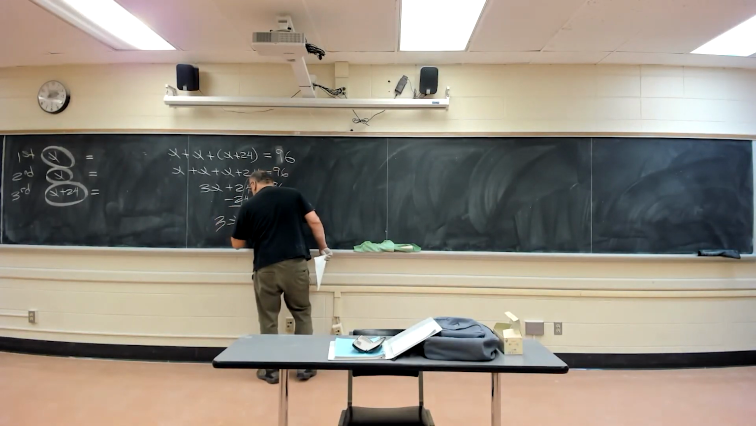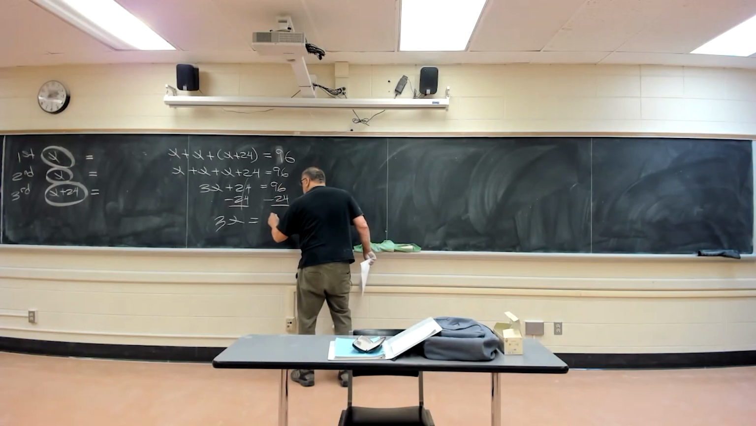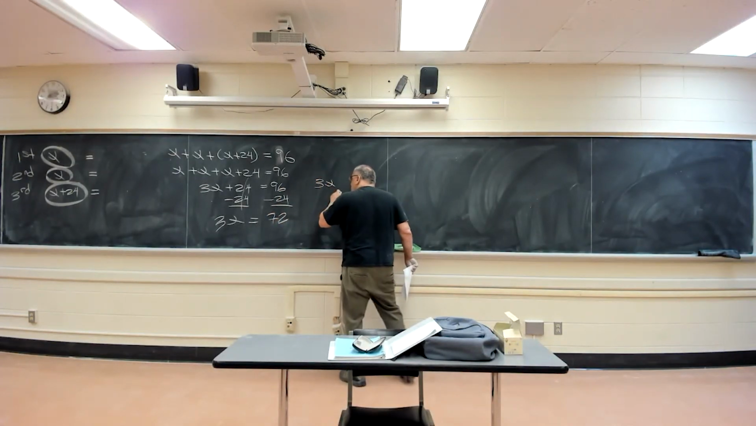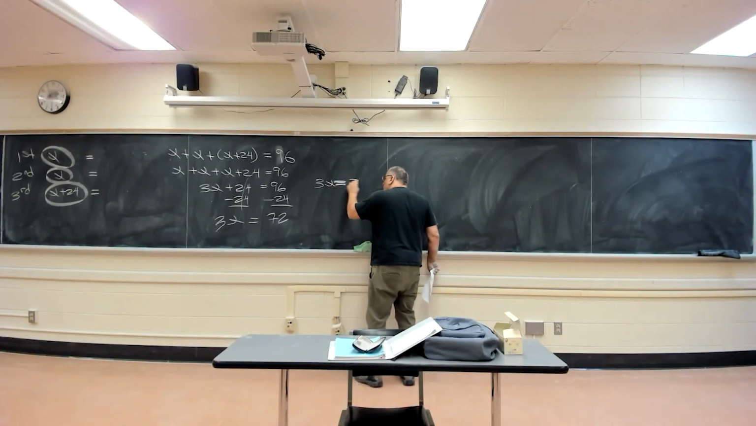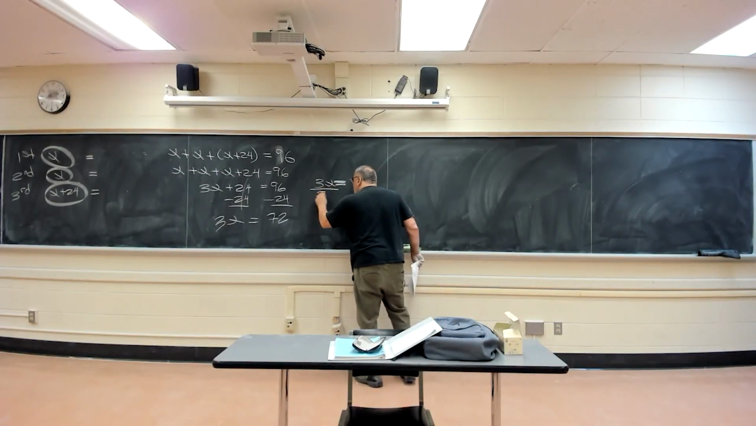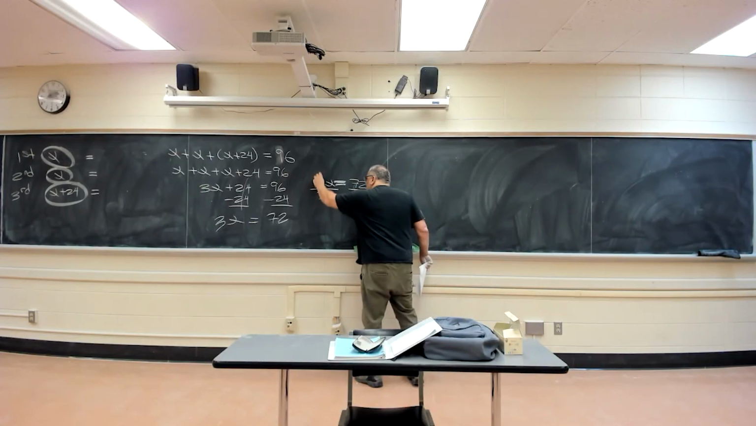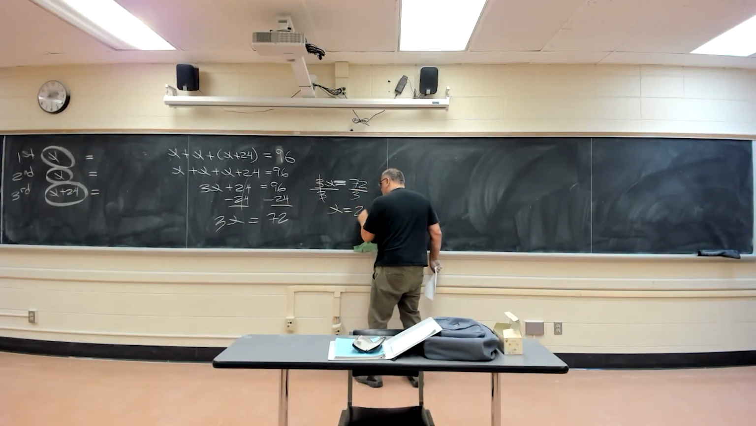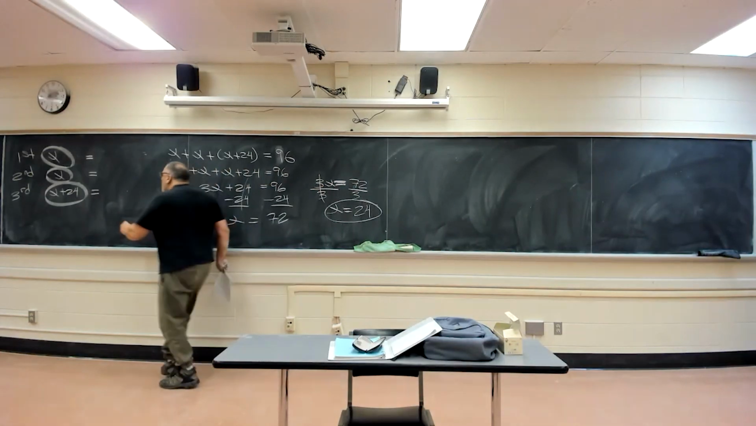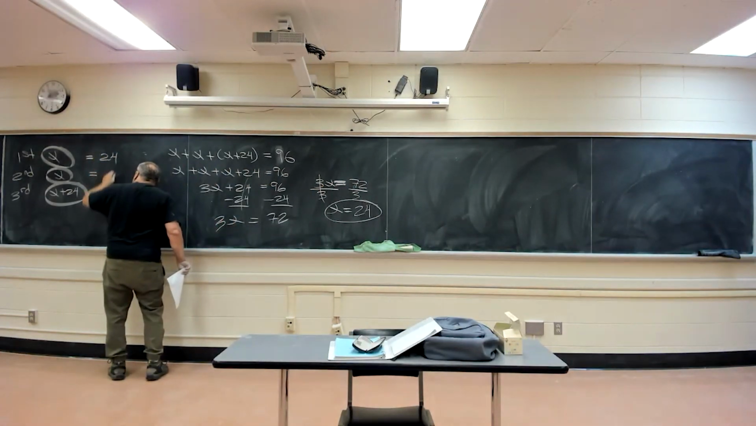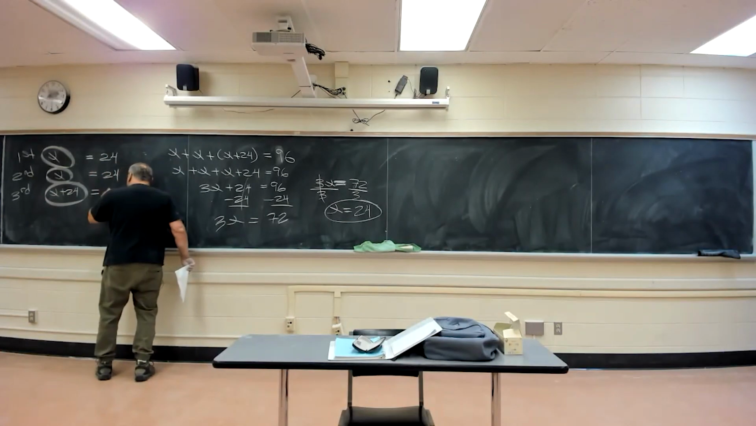You got 3x here. Subtract here, you got 72. 3x equals 72. Divide by 3 on each side. X is 24. First is 24, second is 24. The other one is 24 plus 24 is 48.